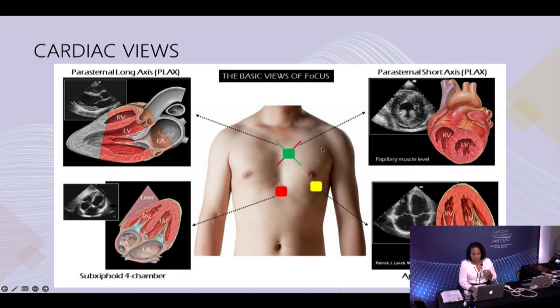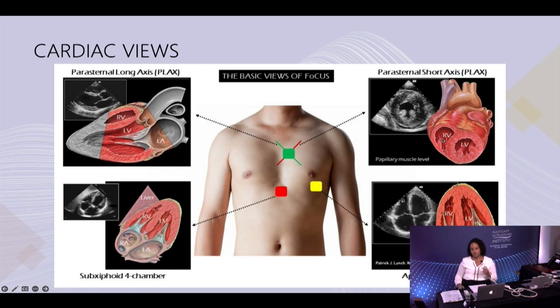To obtain the parasternal short view, all I have to do is rotate that phase array probe in a 90-degree fashion with the probe marker pointing to the left shoulder. So you're still in the same position. You find that parasternal long, and then you just rotate 90 degrees to point to that left shoulder, and it should give you this nice circular left ventricle, and next to it the right ventricle.